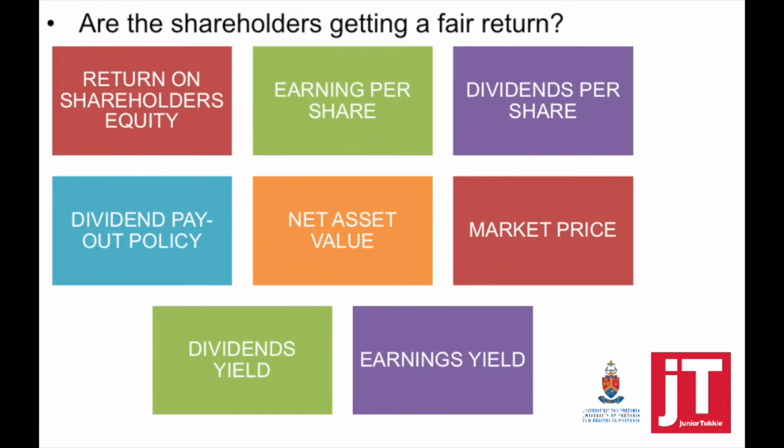In this activity, we are going to focus on return financial indicators related to companies. We ask the questions, are the shareholders getting a fair return? So a summary of all the financial indicators that we are going to look at is: number 1, the return on the shareholders' equity, earnings per share, dividends per share, dividend payout policy, net asset value, the market price, dividend yield, and earnings yield. So these are new financial indicators that you're doing for the first time in grade 12.